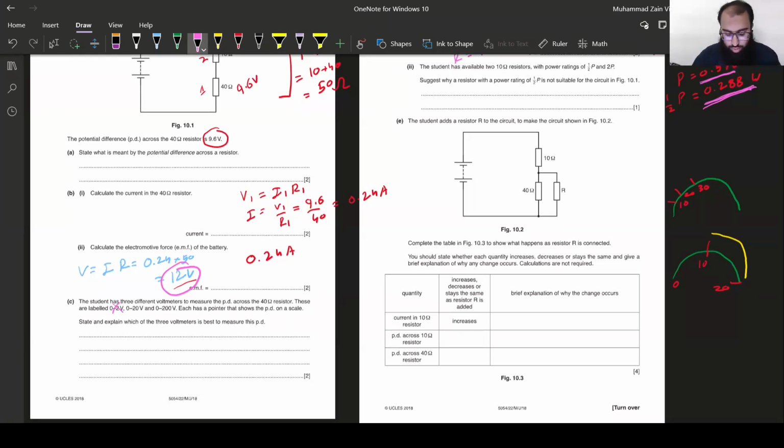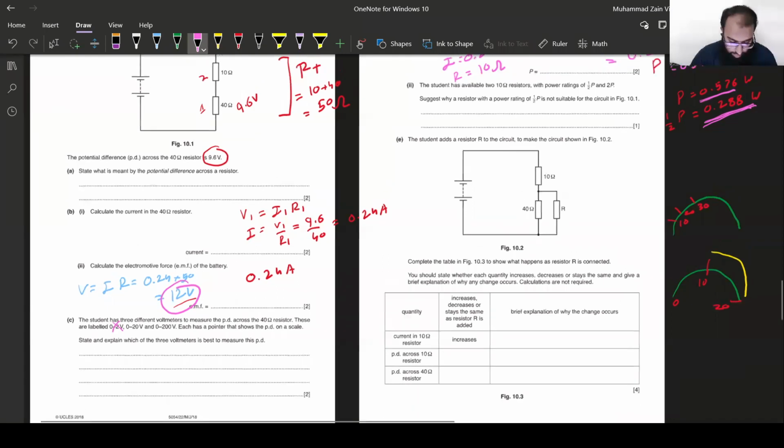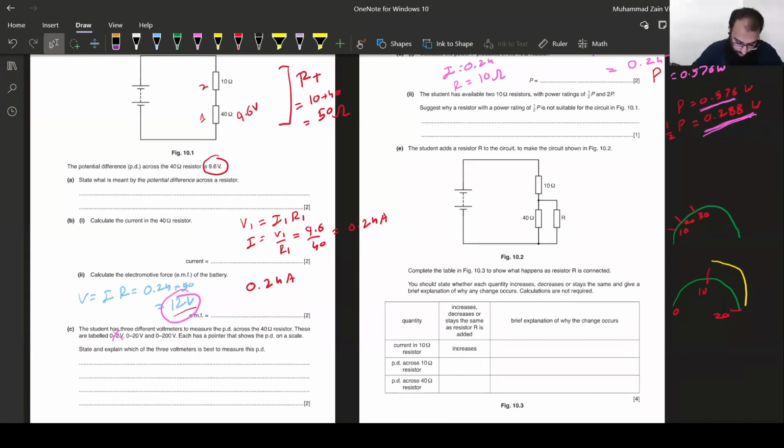The 0 till 20 volt voltmeter and the 0 till 200 volt voltmeter both can give me the answer. But if you see, the reading is 9.6 volts, and that's what we measure as the potential difference across the 40 ohm resistor.